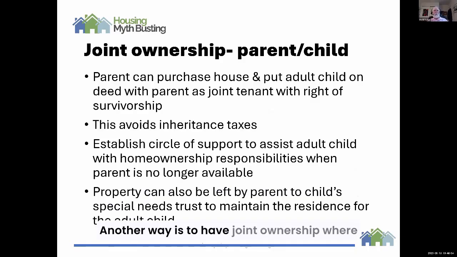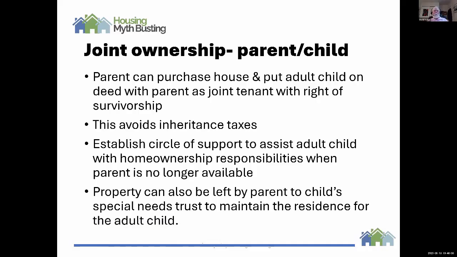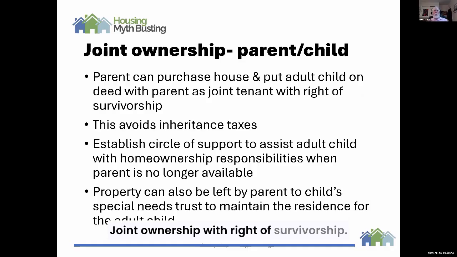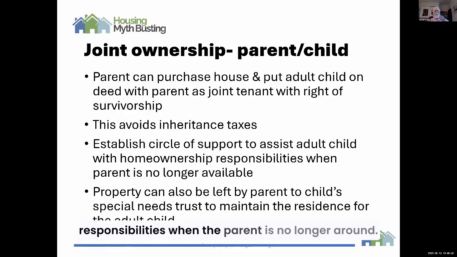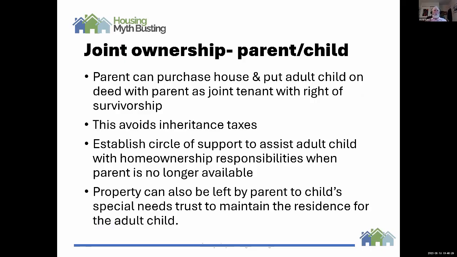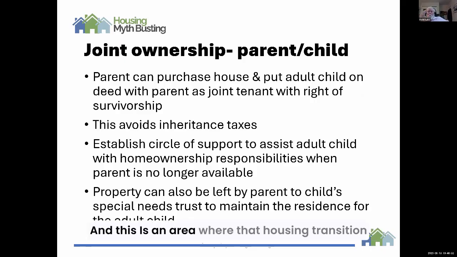Another way is to have joint ownership, where the parent and the child purchase the home together, joint ownership with right of survivorship. This avoids inheritance taxes. When the parent who is the co-owner passes away, what you want to do before that happens is to establish a circle of support to assist the adult child with home ownership responsibilities when the parent is no longer around. And this is an area where that housing transition tenancy sustaining service may also be of assistance.